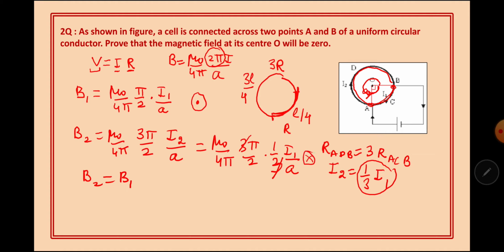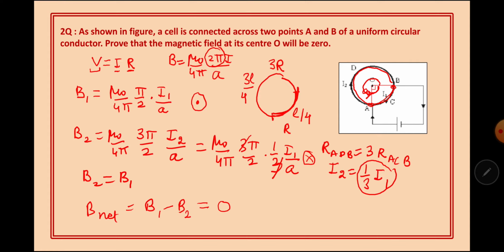Now B1 and B2 are equal in magnitude and opposite in direction. Whenever we have two vectors which are collinear and anti-parallel, we know the resultant is given by subtraction of both. Basically it is larger minus smaller, but if both of them are equal, then this value will simply turn out to be 0. So this is what the question asked: we had to prove the magnetic field at the center is 0, and we have proven that it turns out to be 0.